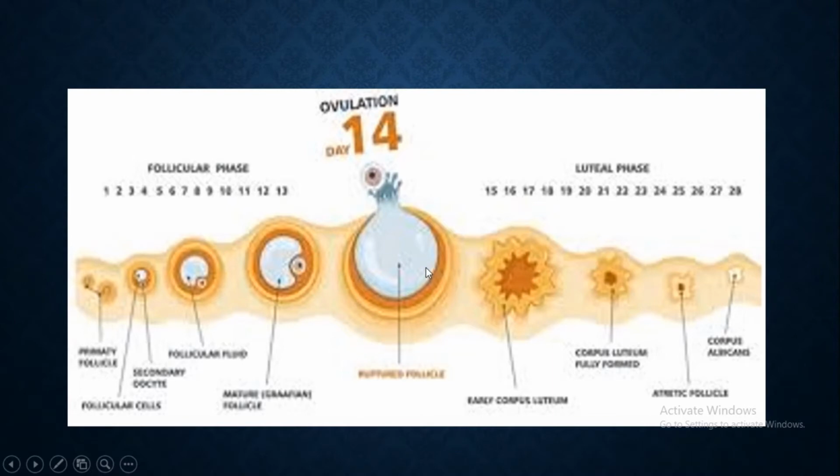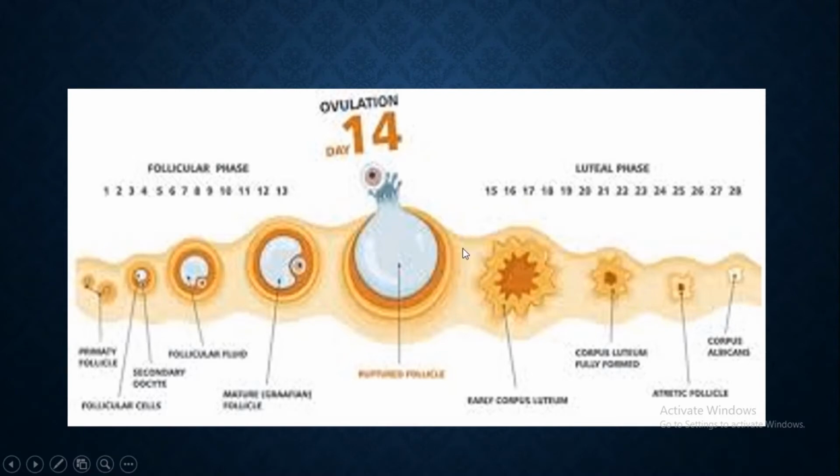It is the follicle with the biggest diameter. It is the follicle with the biggest cavity, which will give pressure once it ruptures for the egg cell to be liberated and released into the fallopian tube. So this is the ovulation.